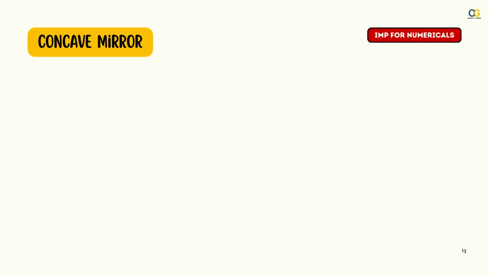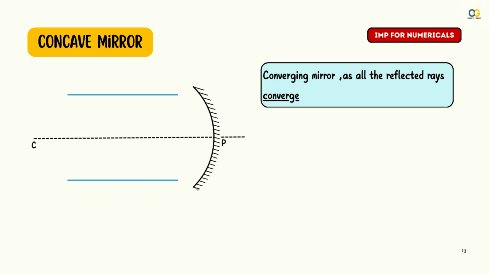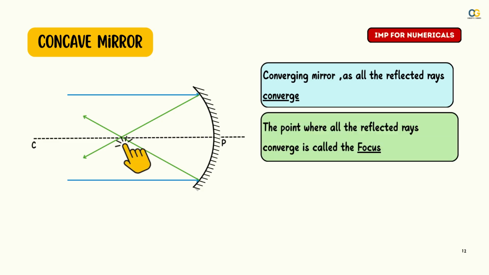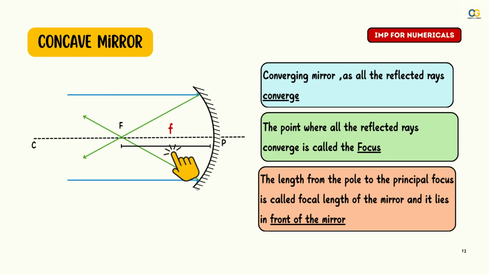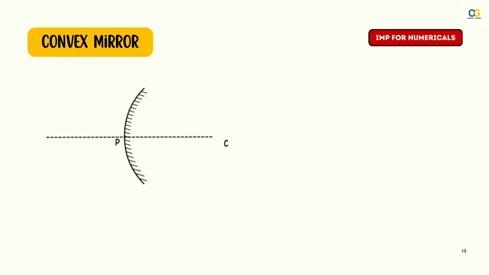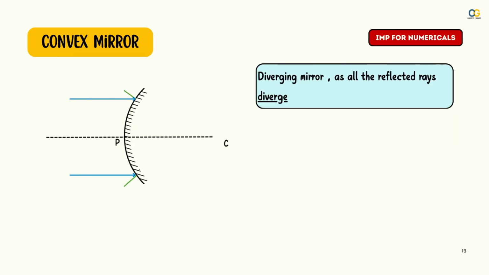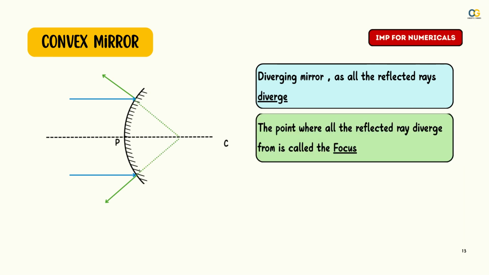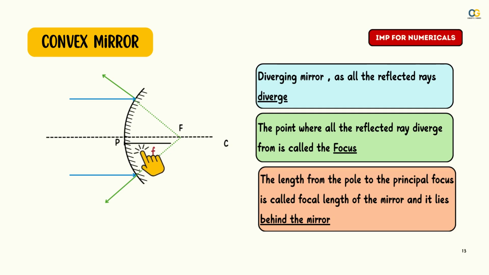And now a concave mirror converges all the reflected rays and hence it is also called a converging mirror. The point where the reflected rays converge is called the focus, and the length from the pole to the focus is called the focal length of the mirror, and it lies in front of the mirror for a concave mirror. And a convex mirror diverges all its reflected rays, hence it's called a diverging mirror, and the point where all the reflected rays diverge from is called its focus, and the length from the pole to the focus is called the focal length of the mirror, and it lies behind the mirror in this case.